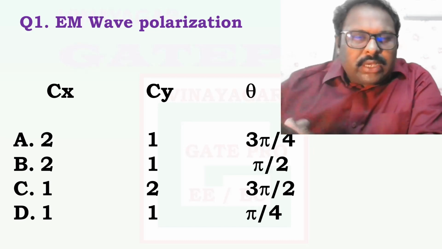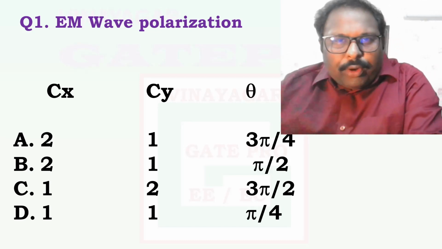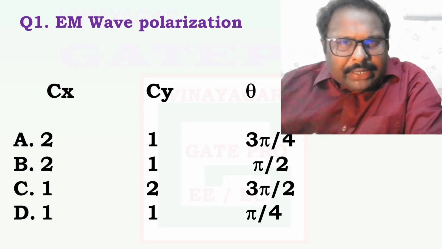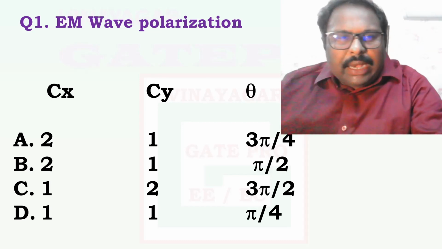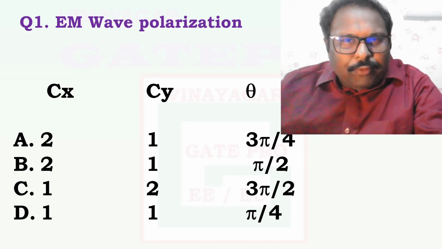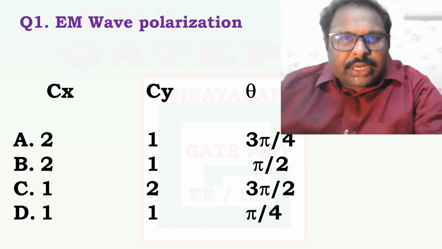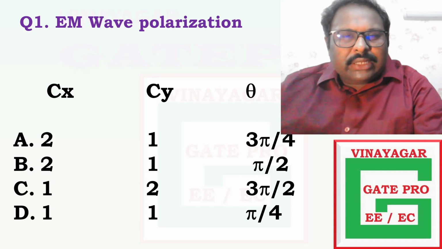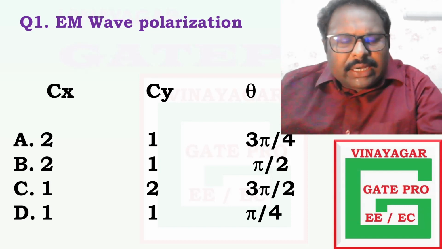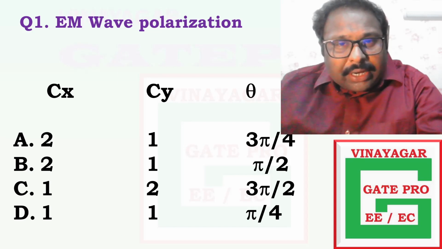Now, what is the criteria for students to identify polarization, left or right? See, all the 4 are elliptical polarization, no doubt in it. All the 4 are elliptical. But left and right, you should only trace and check it. There is no other way other than tracing it. Trace at different times and check it.